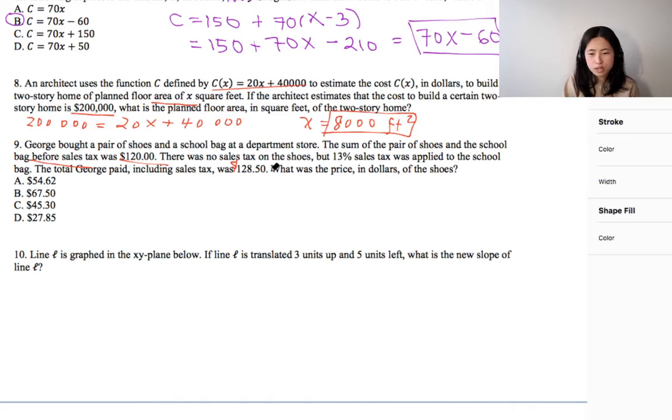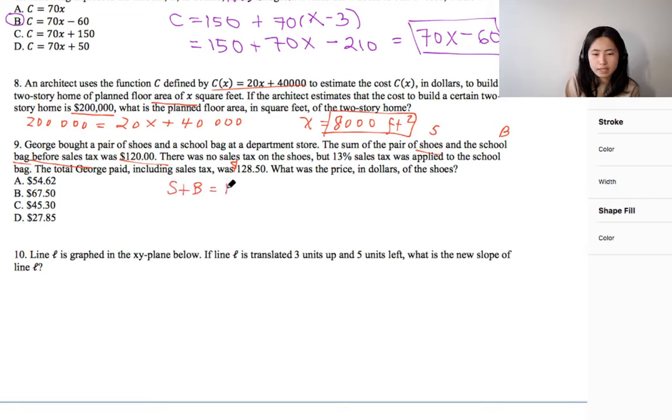Great. So there are 2 equations that you need to come up with. The first one is before sales tax. So let S be shoes. We're going to call this S for shoes, and for the school bag, because they both start with S, we're just going to say that the bag would be B. So S for shoes and B for bag. So before sales tax, it's $120.